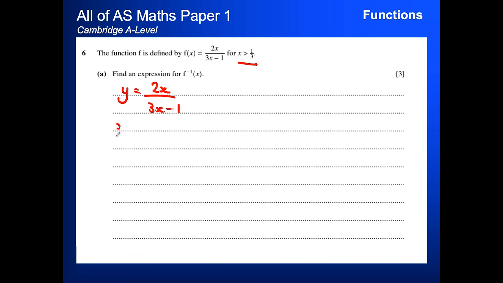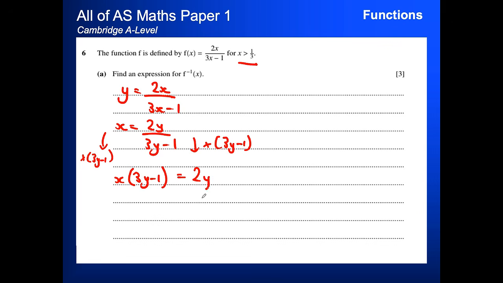We switch over the x's and y's. Notice we now get 2 lots of y here. So 2y here and a 3y at the bottom. And now this is a standard procedure to actually find the inverse. First thing we're going to do is get rid of the fraction. So we're going to multiply both sides by 3y minus 1. If we do this, we get x lots of 3y minus 1 is equal to 2y.